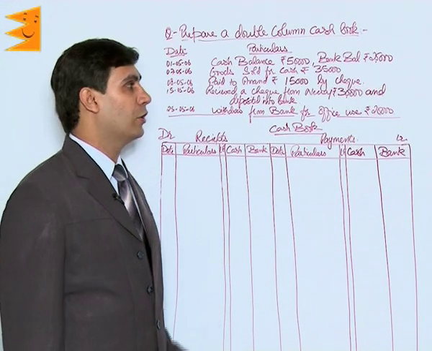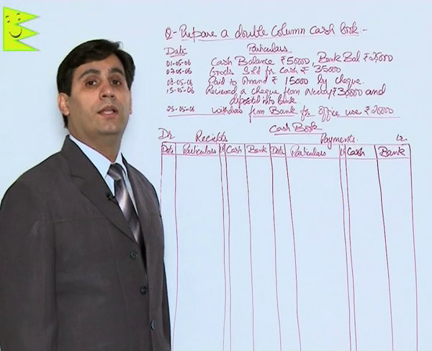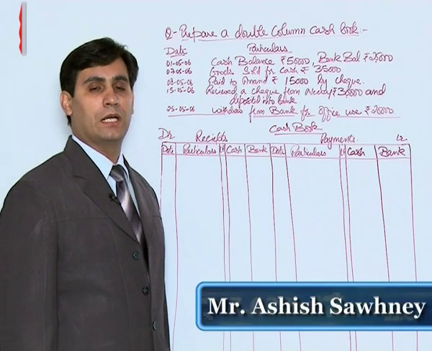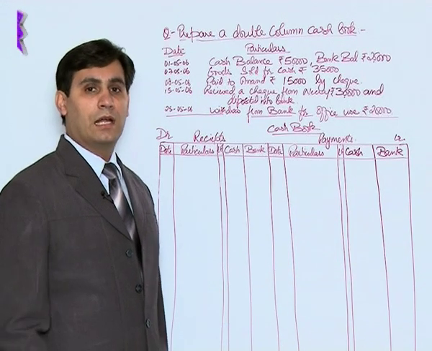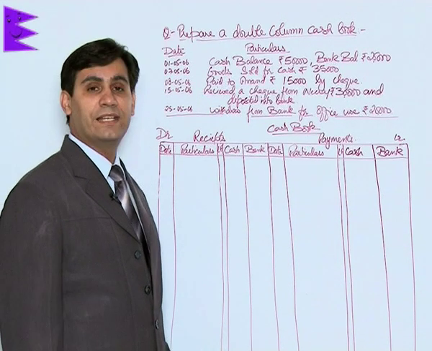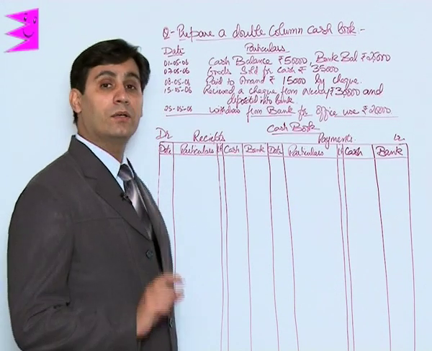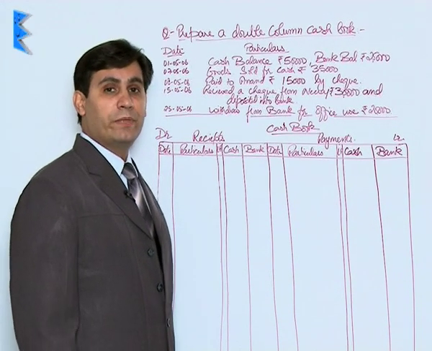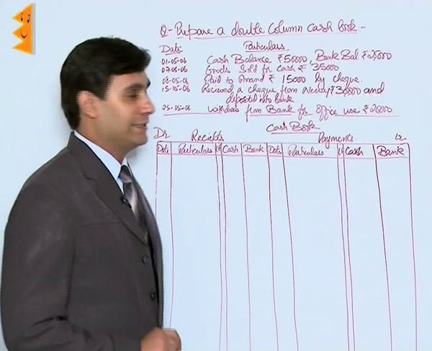Let us prepare a double column cash book from the following transactions. Now students, just to recall, in a double column cash book we have two accounts. One is cash and the second is bank. That is, a double column cash book shows the details of both cash and bank. And while attempting this, we must make sure that we are aware of what contra entries are.